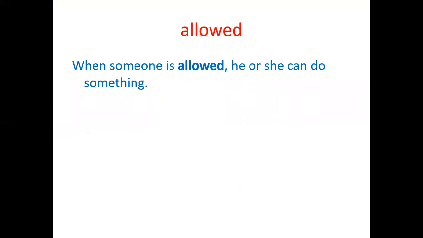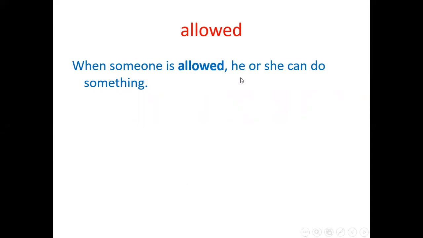When someone is allowed, he or she can do something. If you are not allowed, that means you don't have permission to do something. But if it's allowed, that means you can do it. So allowed means when you are allowed to do something, you can do it. When you are not allowed to do something, that means you haven't the permission to do it.